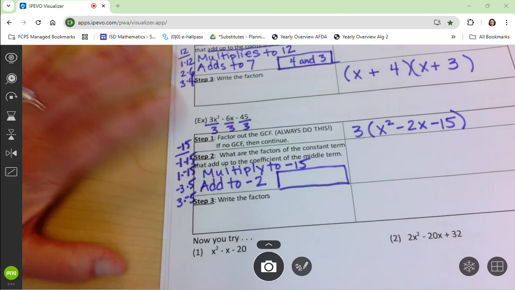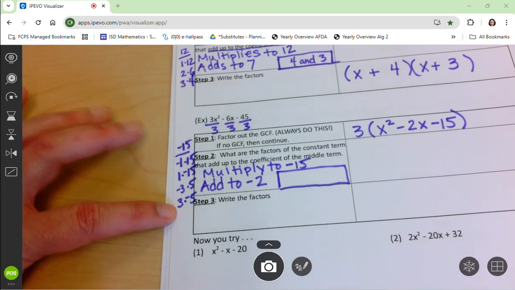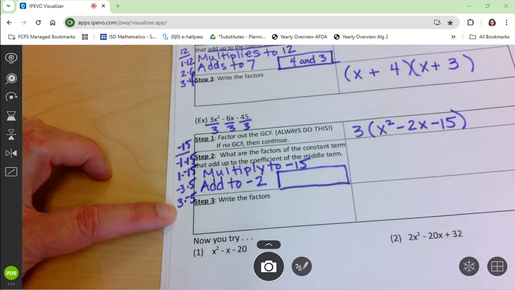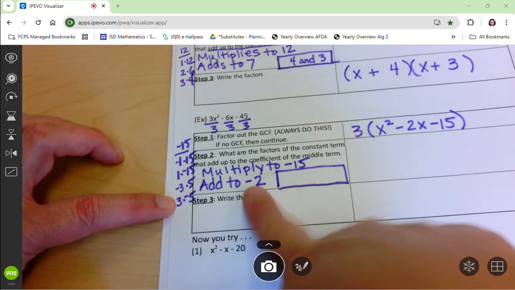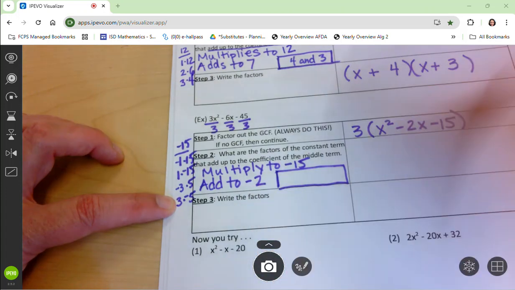Did anybody figure out yet? Is it negative 3 and 5 or 3 and negative 5? So if you're not sure, let's check that answer. 3 and negative 5. Does 3 plus negative 5 give you negative 2? It does.